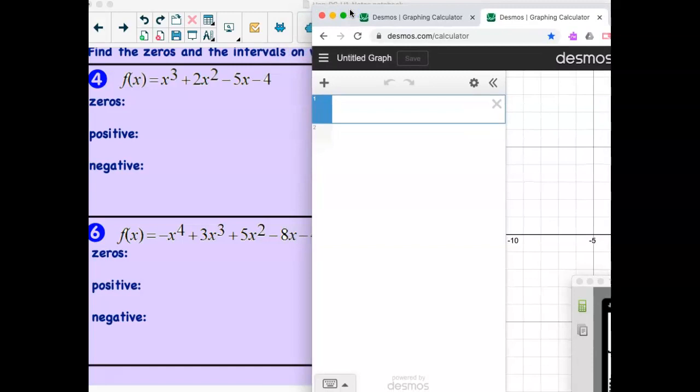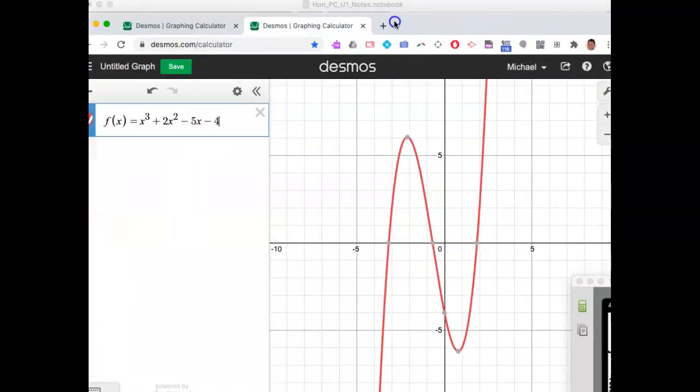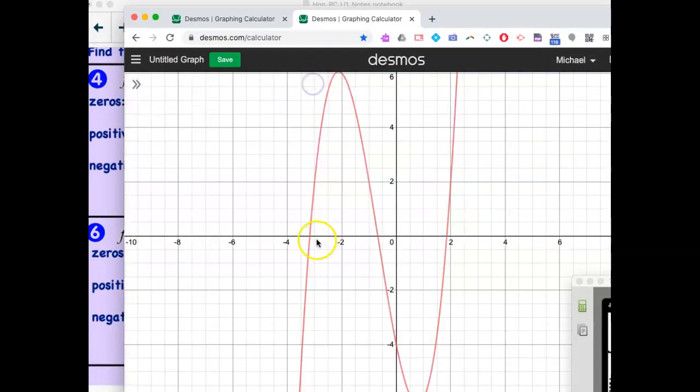All right, so this one is a cubic, so we could have 3 x-intercepts depending on the problem. So I'm going to do f of x equals x to the third, plus 2x squared, minus 5x, minus 4. There we go. So my Desmos calculator will give me the x-intercepts real easy there, there, and there.